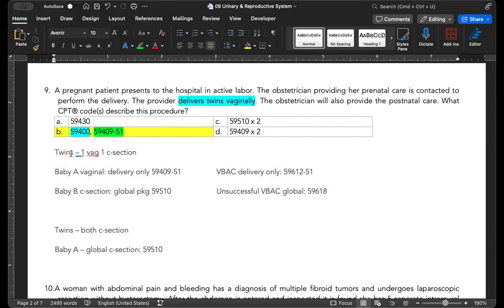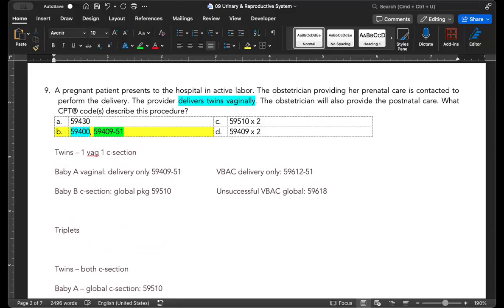If you have multiple gestations whatsoever, so let's say we have the same thing and we have triplets. We have 2 that are vaginal and then 1 that's C-section. We're going to again do baby A as a vaginal delivery only. We're going to end up putting a 51 on it because we know that it needs to have that 51.